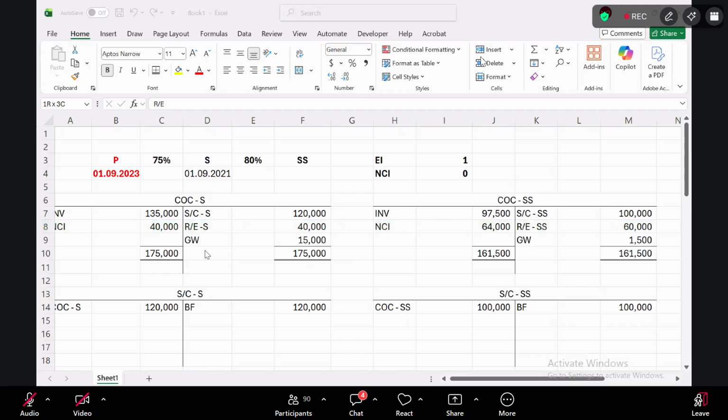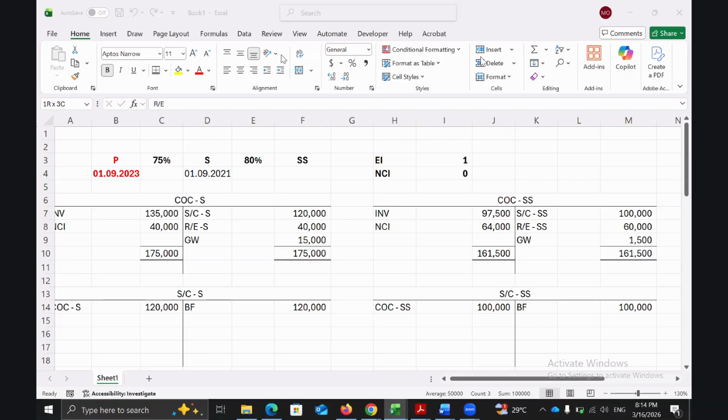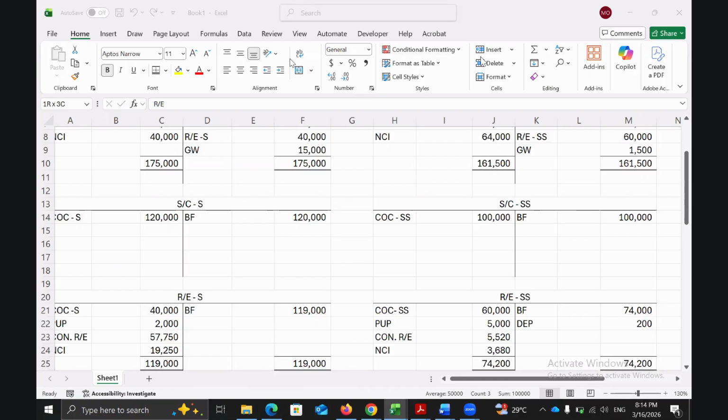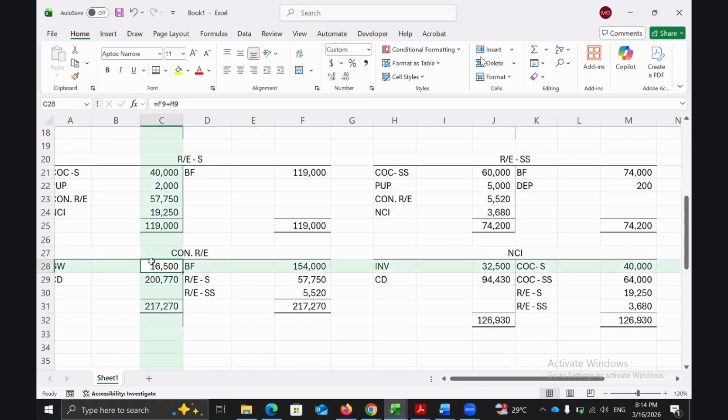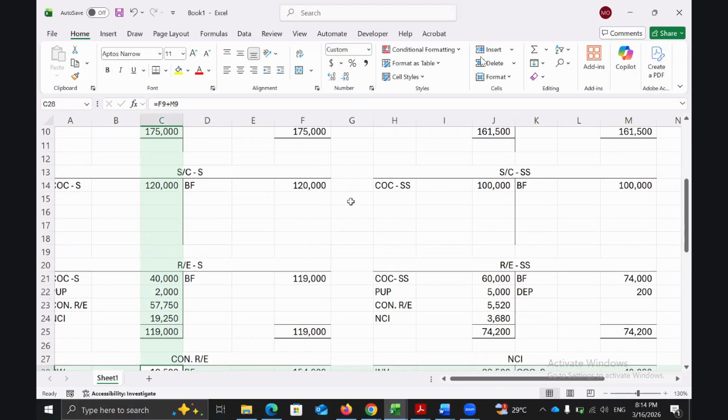Then we calculated goodwill and there was an impairment of goodwill. Then we took out the goodwill balance: goodwill credit, consolidated retained earnings debit. Is that right? The goodwill impairment, goodwill credit, consolidated retained earnings debit.